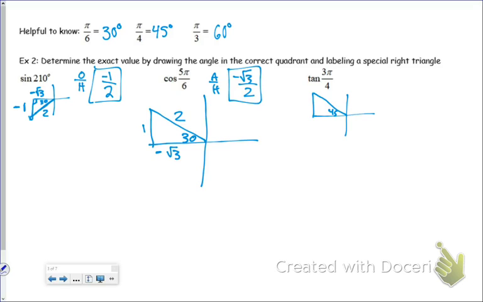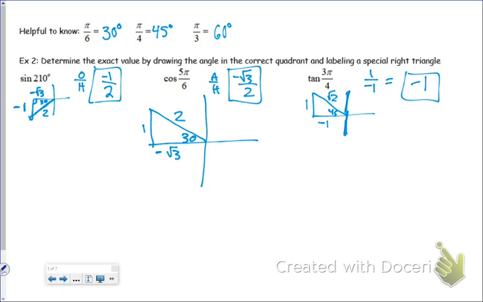I'm going to fill in my ratios. This is 1, 1, root 2. Across from this 1 down here should be negative because of the direction it's in. Tangent is opposite over adjacent. So the tangent of 3 pi over 4 is negative 1. So if you draw these triangles and you remember your reference angles, you can find all of these trig values. Now, the only ones you would not be able to find are the ones that actually fall on the line.